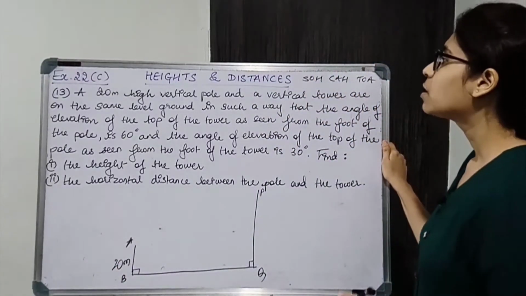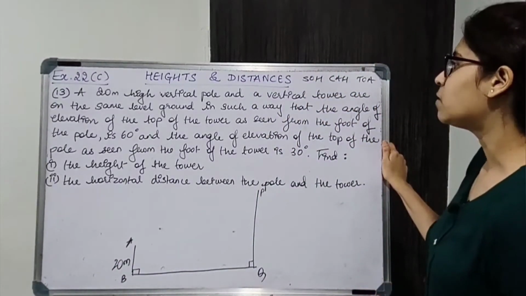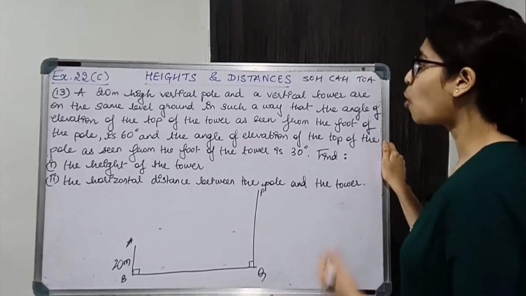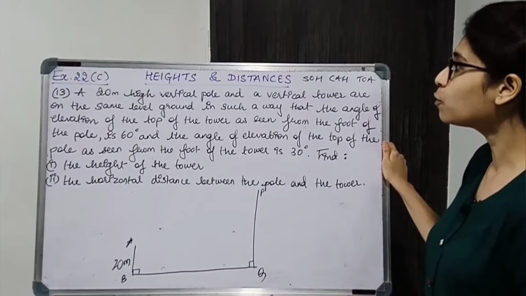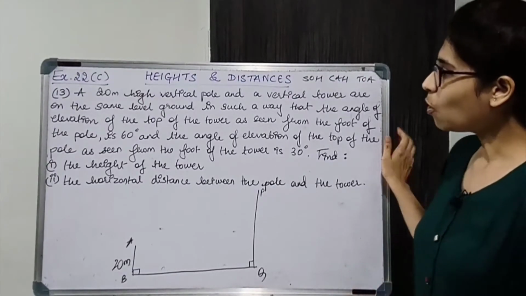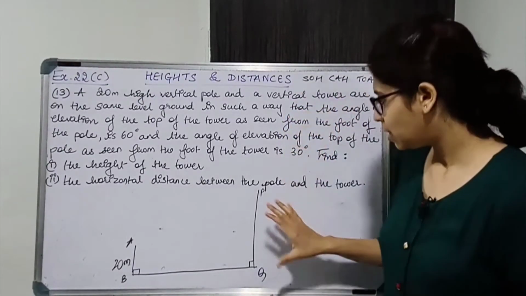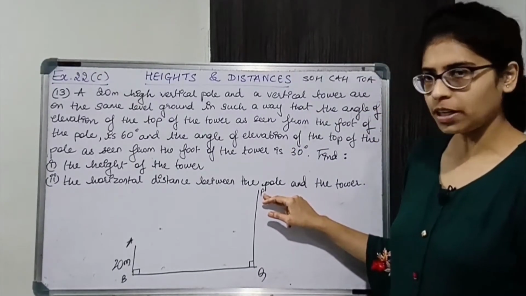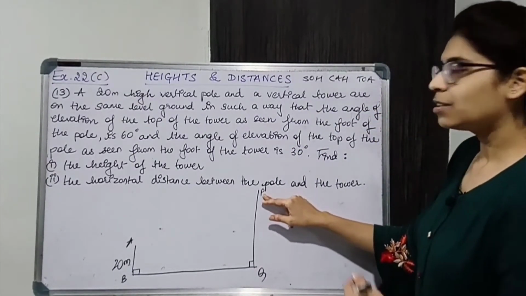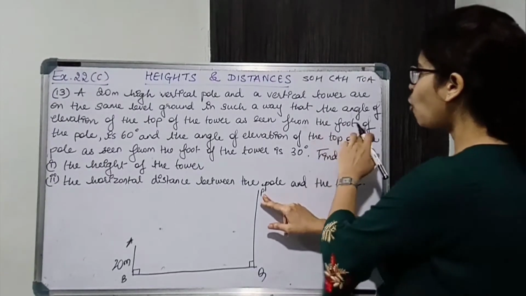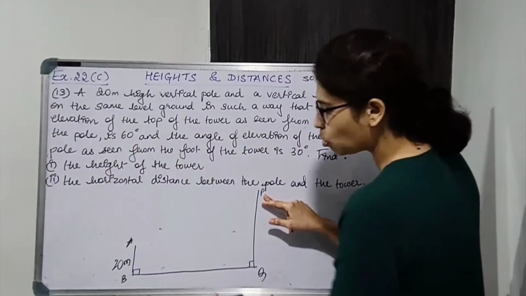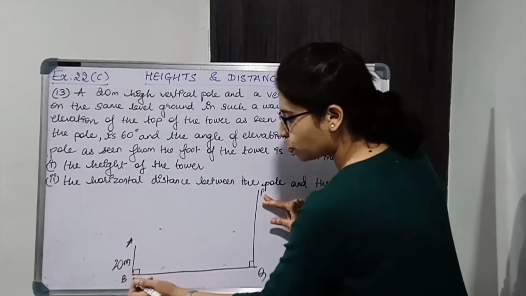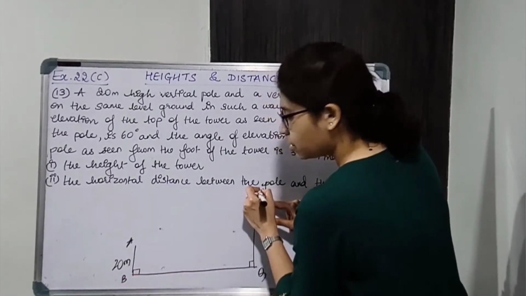Now a 20-meter high vertical pole and a vertical tower are on the same level ground in such a way that the angle of elevation of the top of the tower as seen from the foot of the pole is 60 degrees. So angle of elevation of top of the tower, ये tower है, ये tower का foot है, ये tower का top है. Okay, now top of the tower you're observing from the foot of the pole. So ये top of the pole है, ये foot of the pole है, B is the foot of the pole. So from the foot of the pole you're observing the top of the tower.